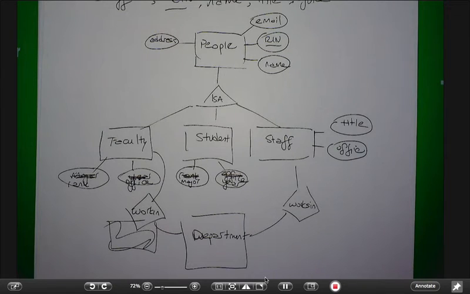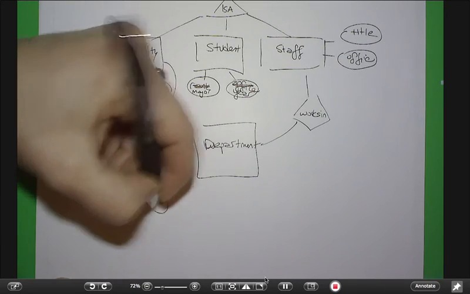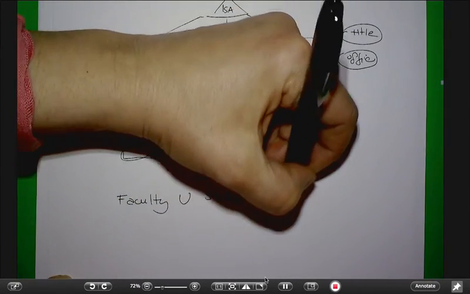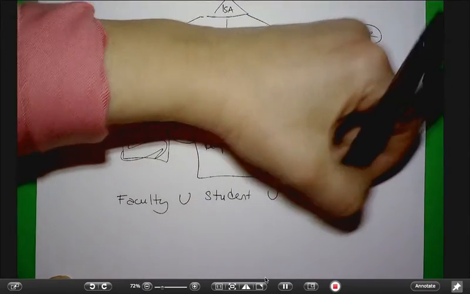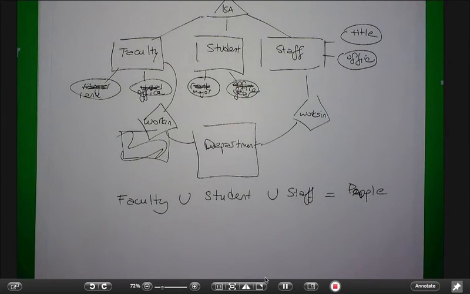But yeah, the question you have to ask is whether it is covering or not. The idea is that if faculty union student union staff is equal to people, then this means it is covering, that these three entities cover all the people.